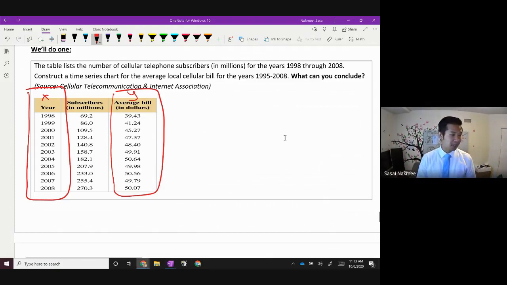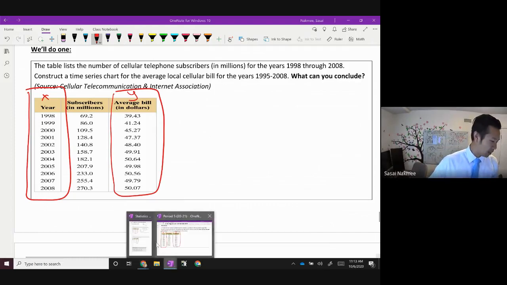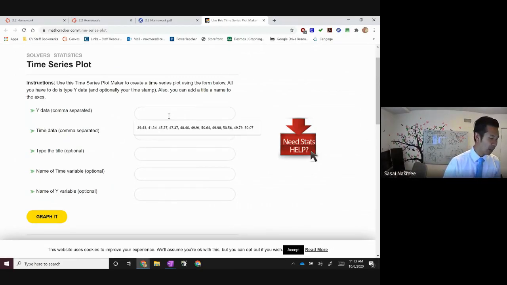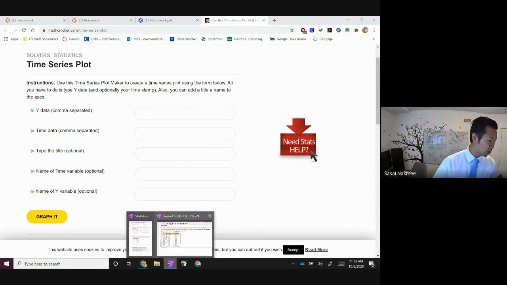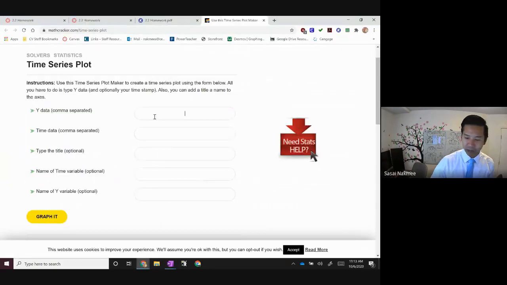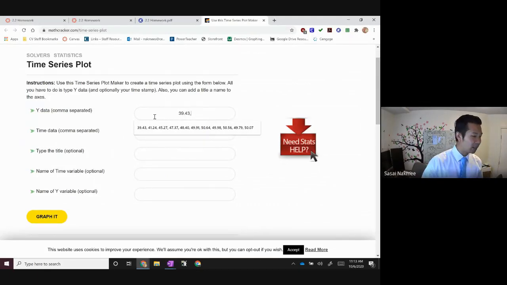So we're going to test this out together and see if this works out correctly. When I'm looking at this site, I have my Y data, and then I have my time data, which is my X data. It says here to separate them with commas. So I would just type in my values here for Y and separate them with a comma. The first Y value, let's go back and look at my chart here, is 39.43. So I go over here and type that in, 39.43, and then separate the next one with a comma, and then type in the next number, which I'm going to go over and look at my notes for.